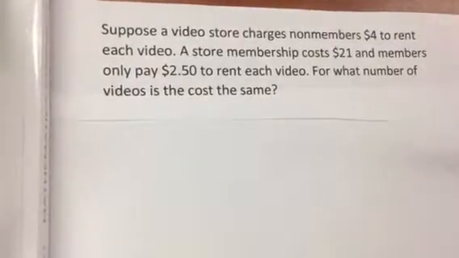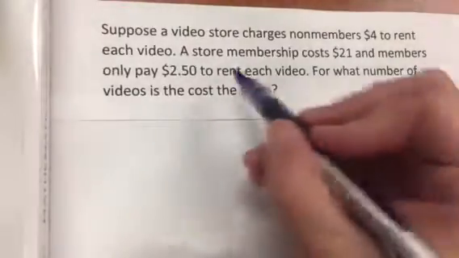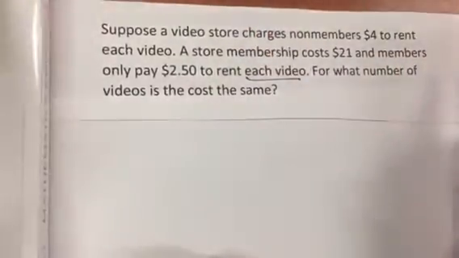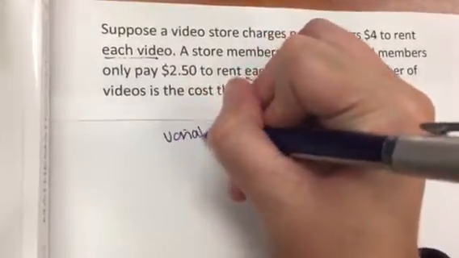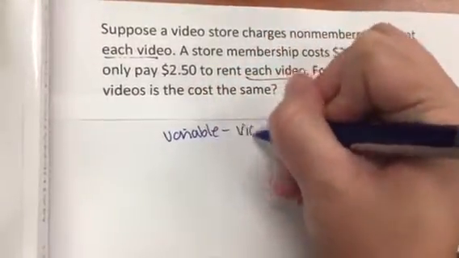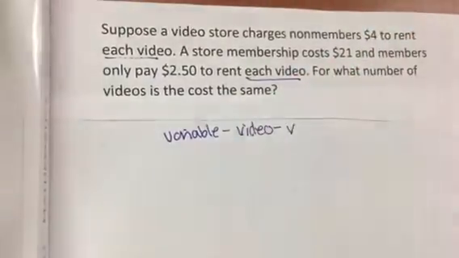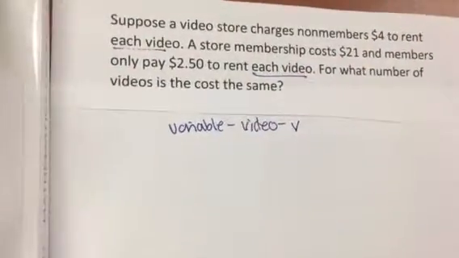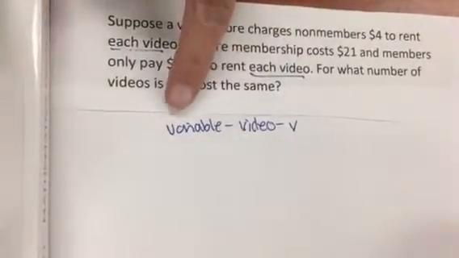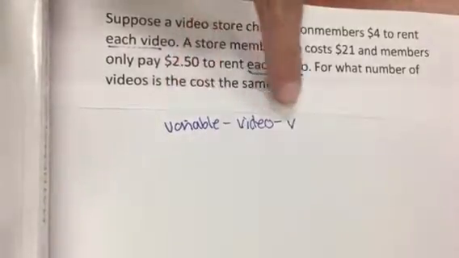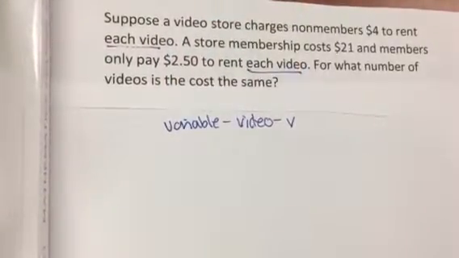So identify our variables. First step. Our variable would be videos. Each video. So our variable is the video. We'll use a V if you want to. You can use A, you can use B. It doesn't matter what letter you use. The definition of a variable is that it's all it's doing is taking the place of a number. That's all a variable is.